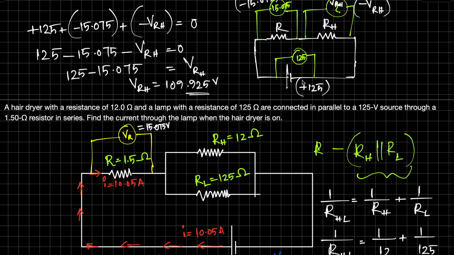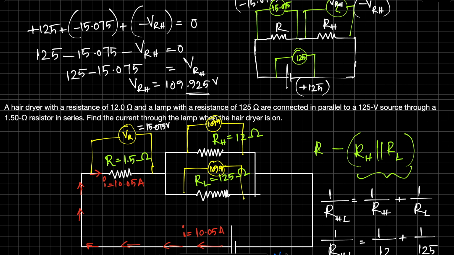Makes sense, right? The battery is providing 125 volts and 15.075 is getting dropped across resistor R. The remaining 109.925 should get dropped across the second resistor, that is RH. So we got the voltage drop across RH: 109.925. But RH and RL are connected in parallel, so their voltage should be the same. So if RH has a voltage of 109.9, RL should have a voltage of 109.9.